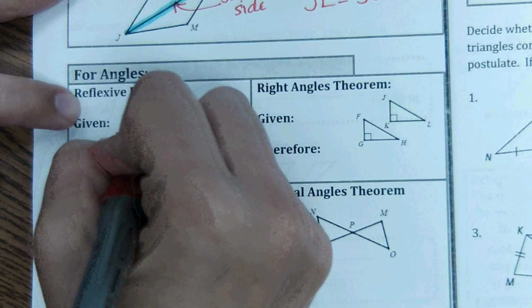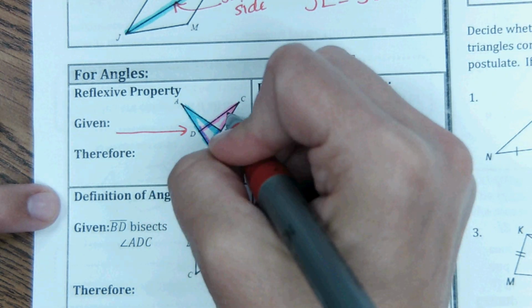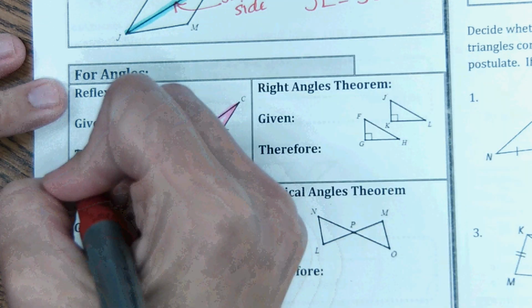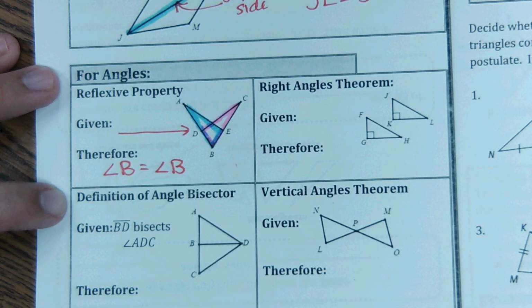So this is like your given. And with these two triangles, they share an angle, angle B. So in this pink triangle, we have angle B, and in the blue one, we have angle B as well. And in these two triangles, angle B equals angle B.